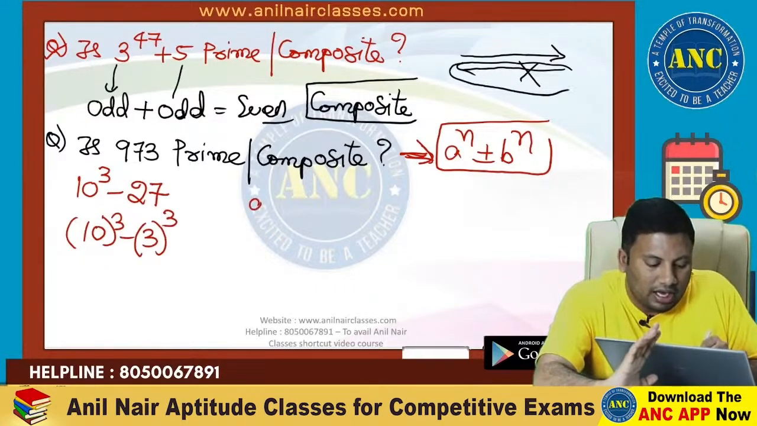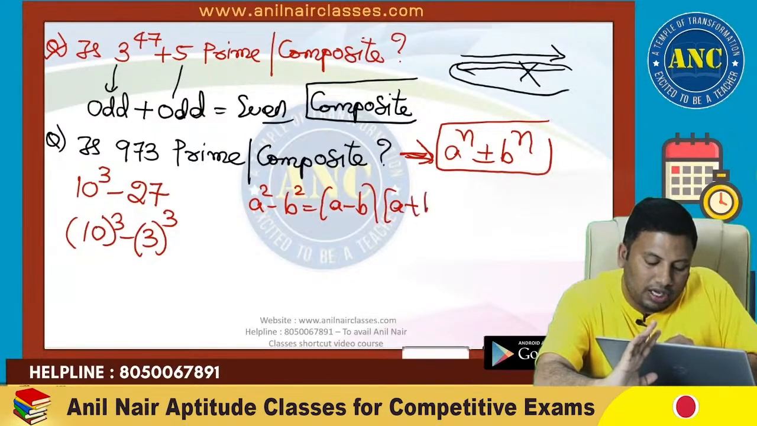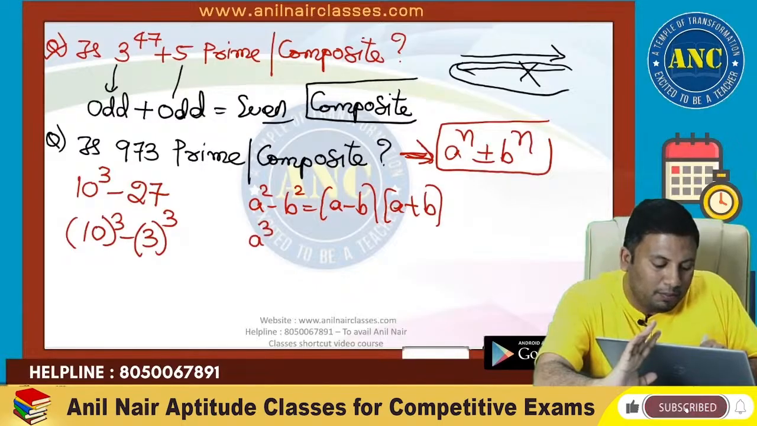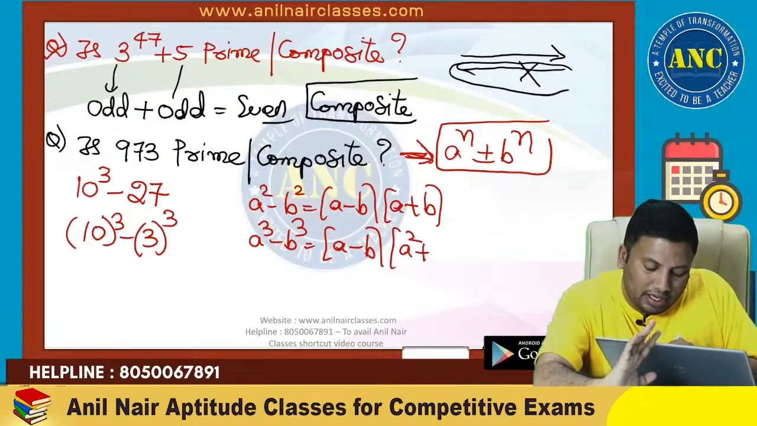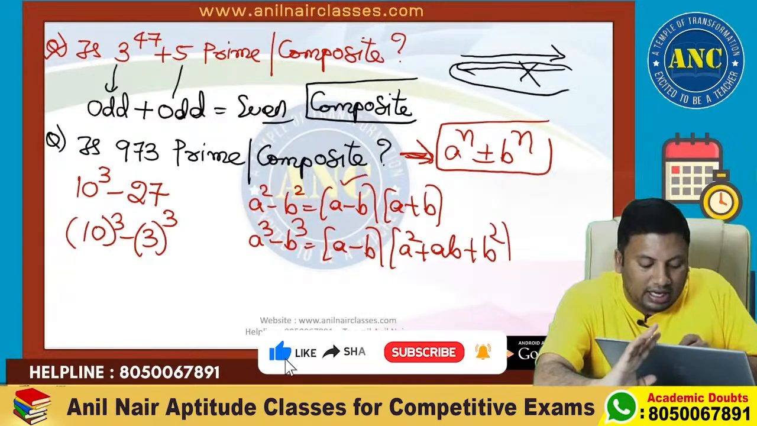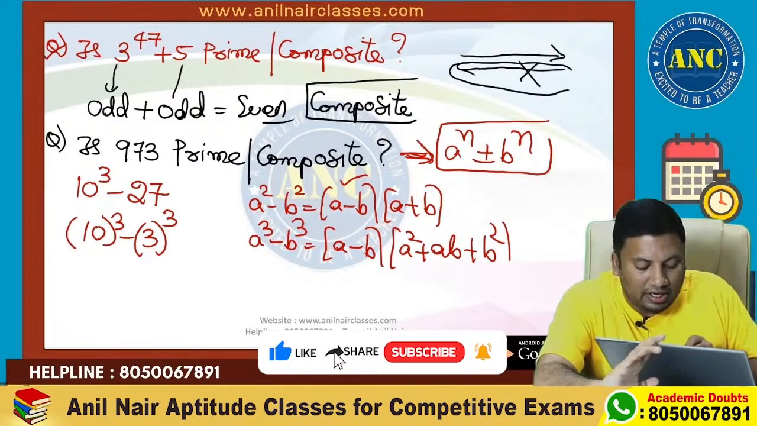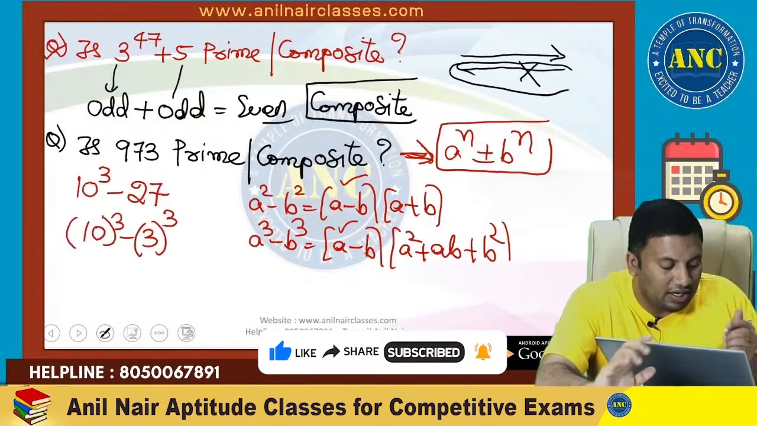Now a square minus b square is nothing but (a minus b) into (a plus b). A cube minus b cube is nothing but (a minus b) into (a square plus ab plus b square). Here n value 2, it has a factor a minus b. N value 3, it has a factor a minus b. Please write this down in your notes.